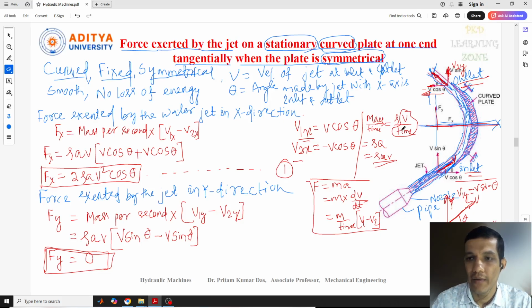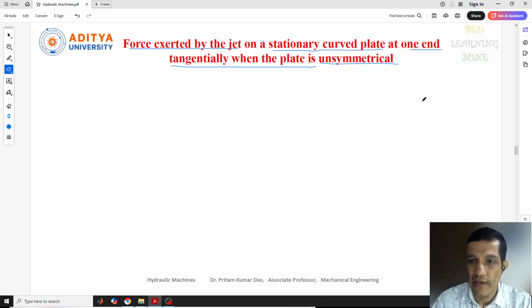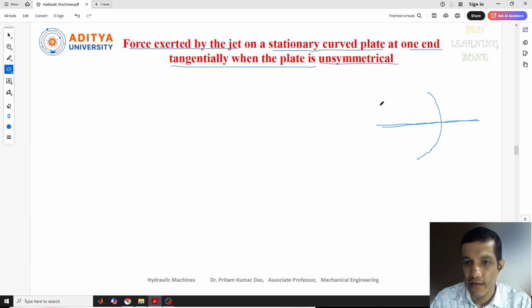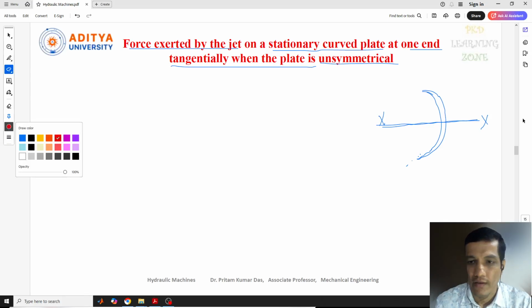All the things will be the same, except if I draw this diagram, the angle between this plate and this jet. This is the curved plate. This is the x direction, and this is the curved plate, suppose. And the fluid which is coming out here, let me show in a different color.